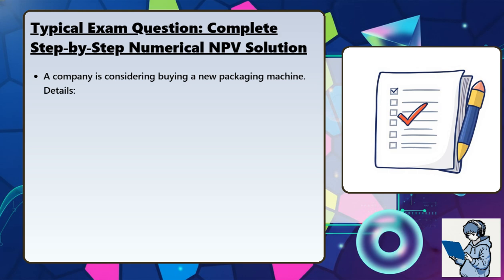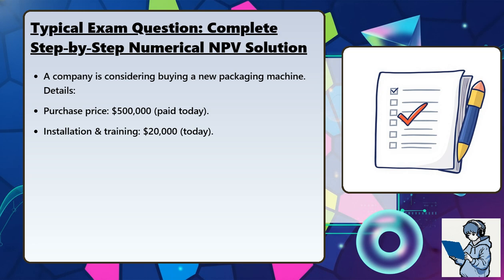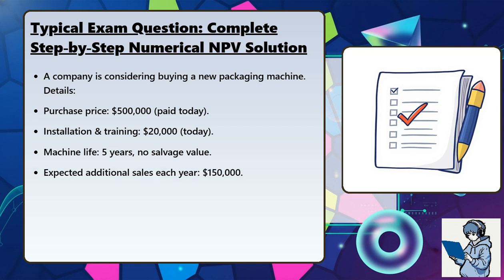A company is considering buying a new packaging machine. Purchase price $500,000 paid today. Installation and training $20,000 today. Machine life 5 years, no salvage value. Expected additional sales each year $150,000. Variable cost of goods sold $70,000 per year.